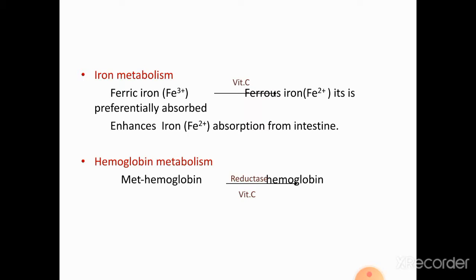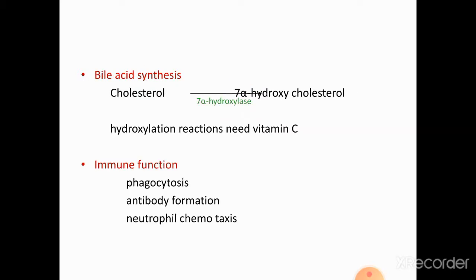Then in hemoglobin, methemoglobin is getting converted to hemoglobin with the help of a vitamin C dependent reductase enzyme. Next, it is helping in bile acid synthesis, where cholesterol is getting converted to 7-alpha hydroxycholesterol with the help of the 7-alpha hydroxylase enzyme, which is vitamin C dependent. And next is immune function. It helps in phagocytosis, antibody formation and neutrophil chemotaxis.